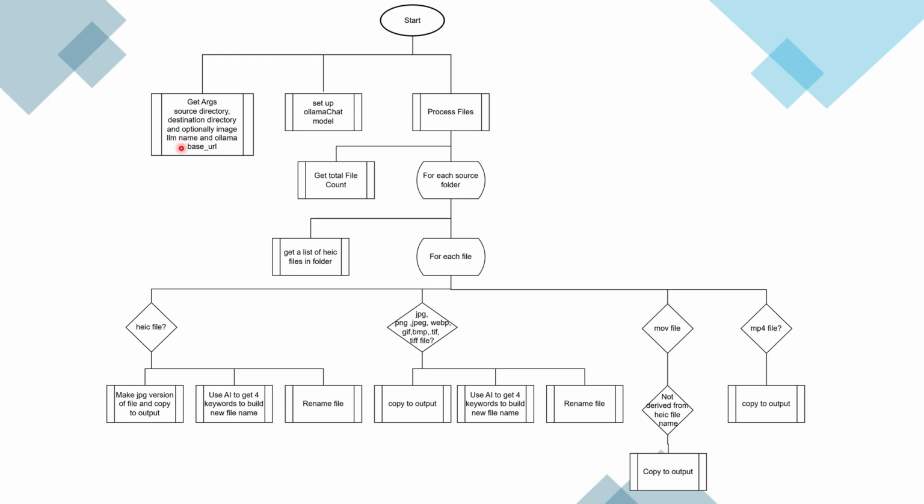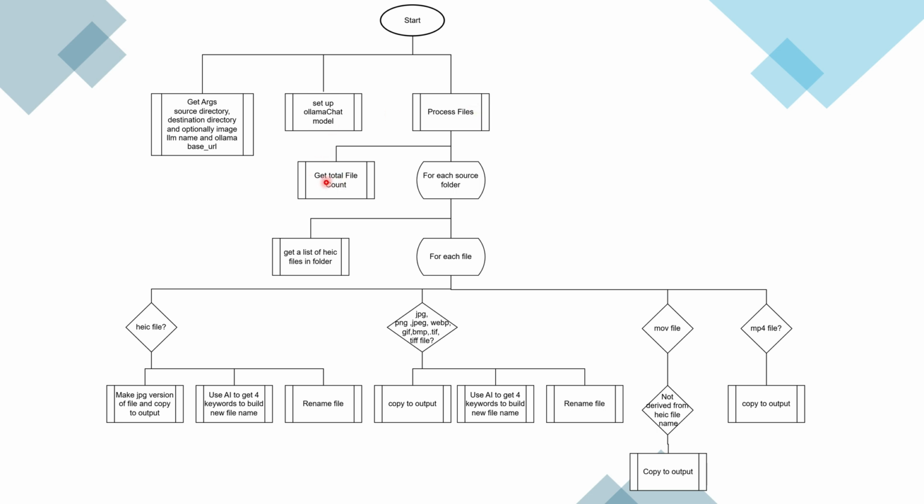Optionally, I can also pass an LLM name, so I can use a different model for processing the images, and an Ollama base URL, so I can point it at any Ollama host I want, but there are some defaults in there already for what I'm doing. I set up the Ollama chat model based on the model. Then I start processing the files in the source directory.